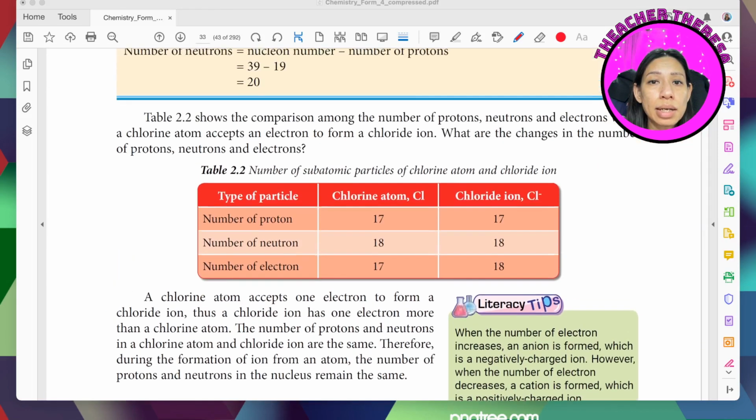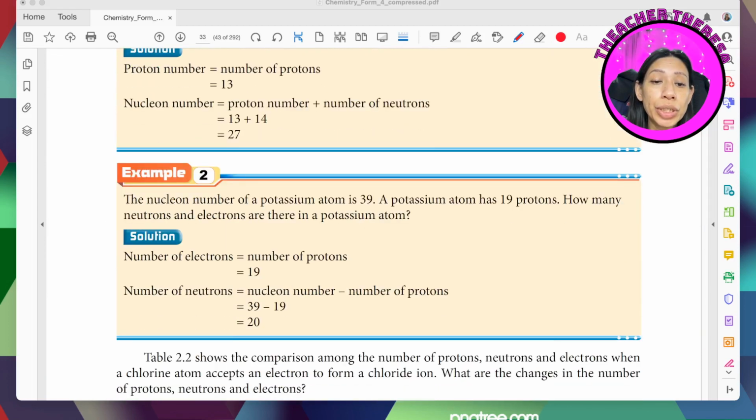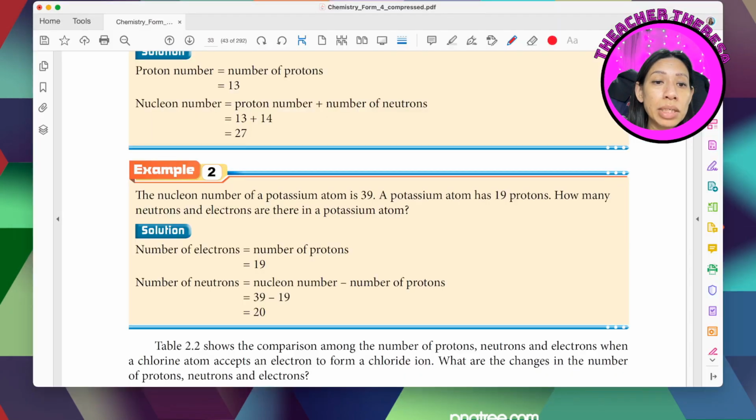Then we go to this, which is more or less calculation. If you're given, let's say for this question, nucleon number is 39. Potassium has 19 protons. So how many neutrons and electrons does a potassium atom have? Here, there's one part where you need to determine how many electrons, because so far nucleon number is the total number of protons and neutrons. It is not stated electron. So electron actually is the same as proton. If you got 10 electrons, you got 10 protons.